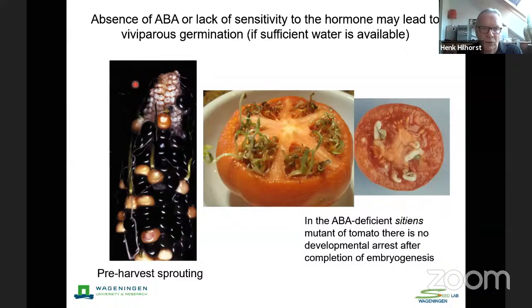It's very important for agronomy. As you can see here, these maize seeds, corn grains, are germinating on the cob. And of course, that is very damaging to your harvest. You cannot use these seeds anymore for any purpose, for baking or whatsoever. Here in tomato, you also see that the seeds have germinated inside the fruit. This may happen in a very overripe fruit, but also a fruit from, for instance, a mutant of tomato, which is not able to make ABA. And then you can see it germinates inside the fruit. Viviparous germination or premature germination.